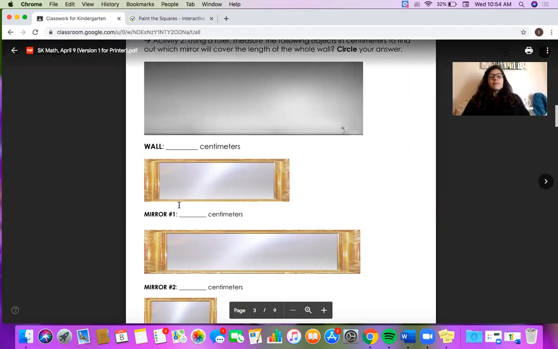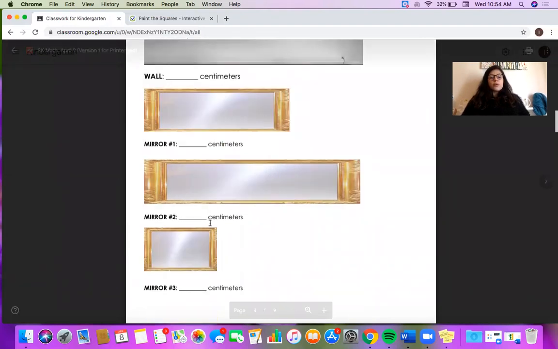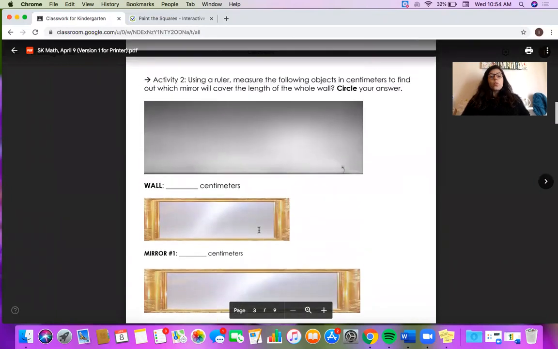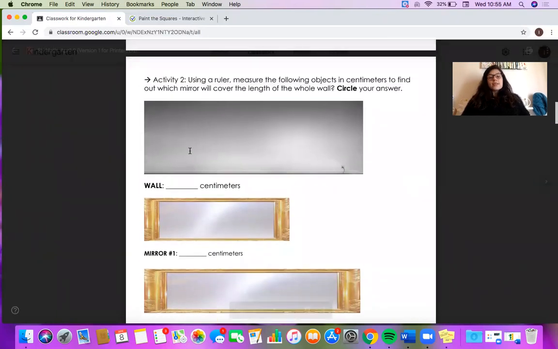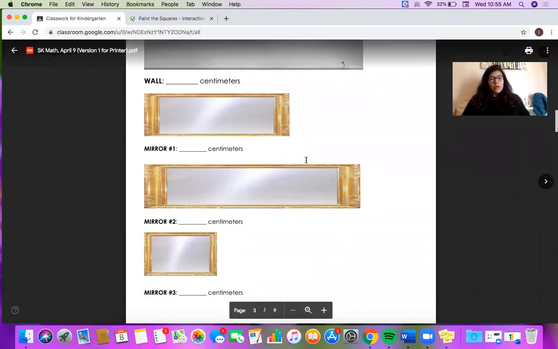And you're trying to find the mirror that'll cover the entire length. Okay? So you have to find out how long each mirror is and which one will cover the entire wall. And then you can circle the mirror that you think will cover the wall.